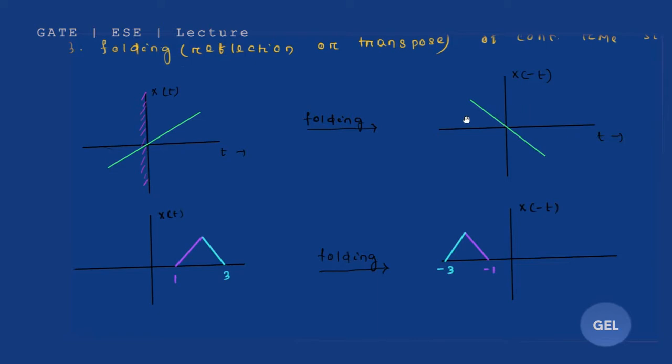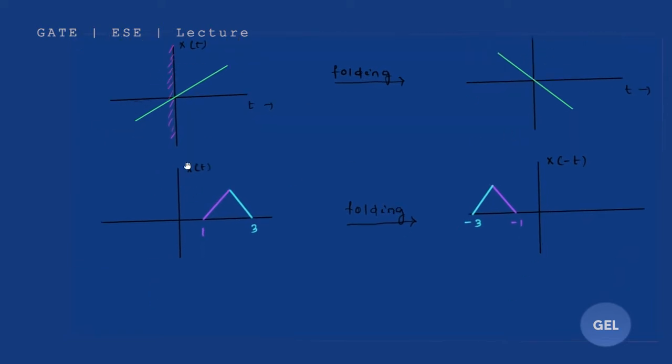This part will go here, and the mirror image of this part will be like this. Got this idea? So you'll get a graph like this. If this is your x of t, this will be x of minus t.